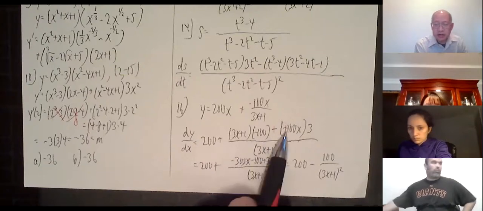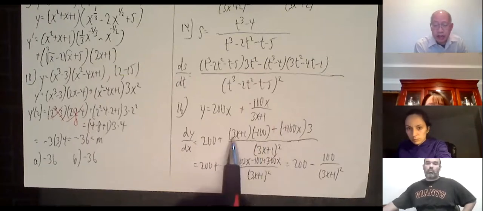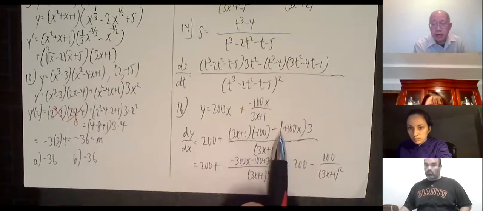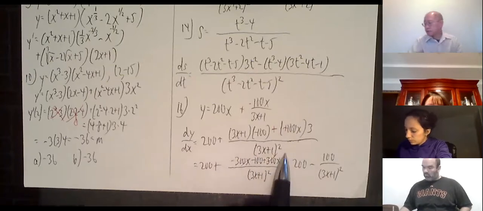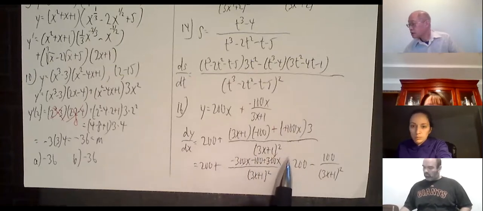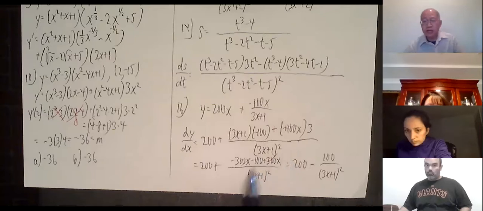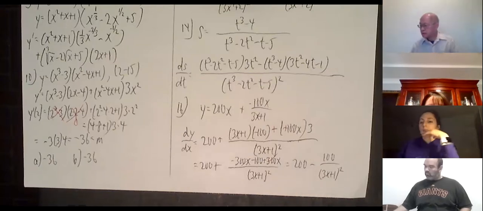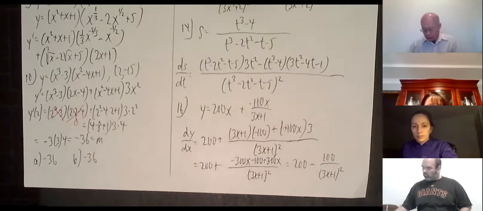Okay, this looks easy enough to clean up. That comes out to be negative 300x minus 100 plus 300x. Very conveniently, these cancel out. So I just have 200 minus 100 over 3x plus 1 squared. Final answer. Okay, so that's that one.